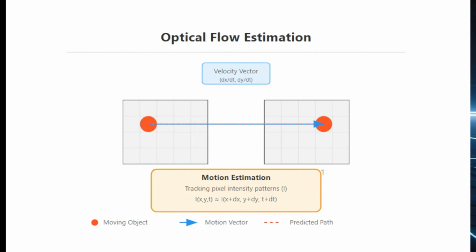Optical flow estimation helps the AI predict objects' movement between frames, creating a sense of continuity. It's like tracking the path of a ball thrown in the air. The AI anticipates where the ball will be in the next frame.